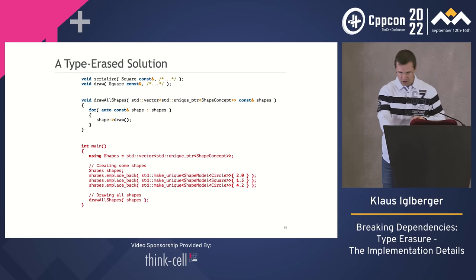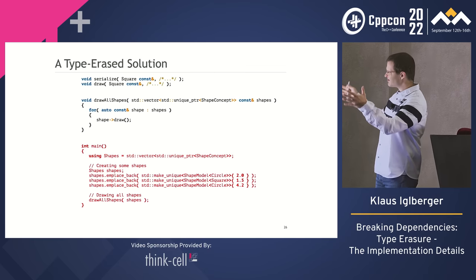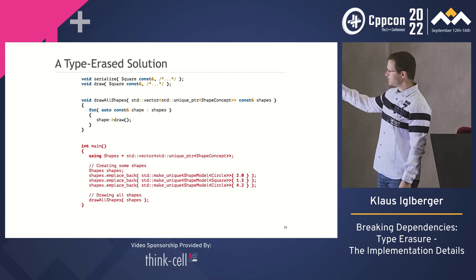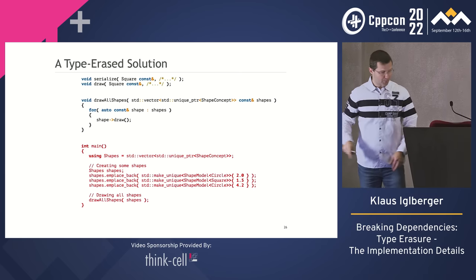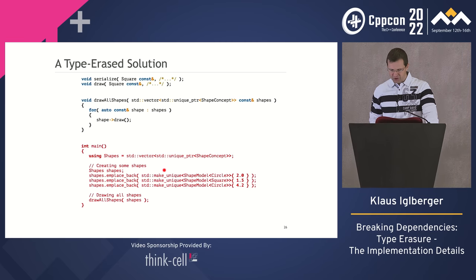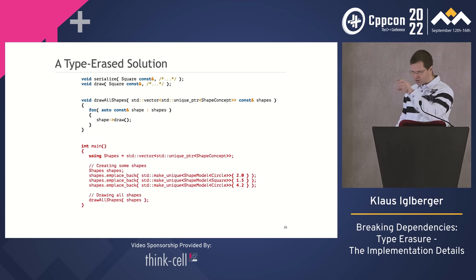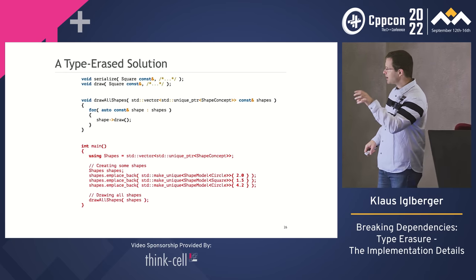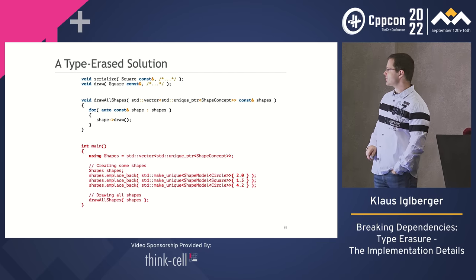And in the main function, I, first of all, create a little bit of a shortcut. Standard vector of unique pointer of shape concept is quite a long name. So I call this shapes. I start with an empty vector, add a couple of shapes in the form of a shape model, and then I draw. But this make unique is probably the most interesting part. I really create a shape model at this point. A shape model for circle, a shape model for square. This is where I put this into this wrapper. And all of these models are shape concepts derived from that. This is why I can put them into this vector of shape concepts. Great, this works.